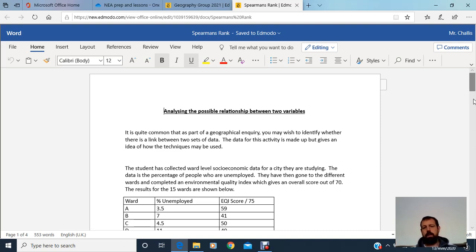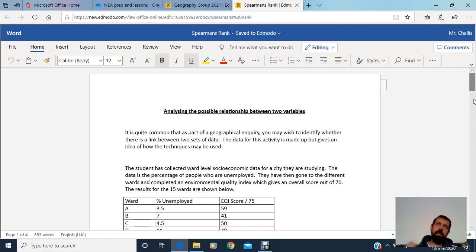But the first thing to understand, this is where you'd be doing some sort of project or an analysis within a project where you want to establish whether there is a link between two pieces of data. So the first thing to say is that data has to be paired to be able to do what we're going to do today.